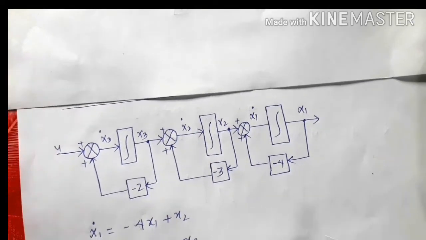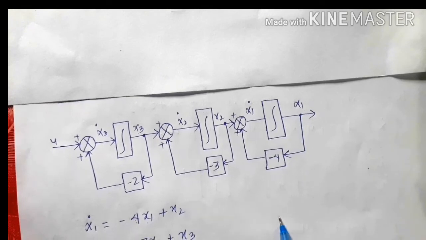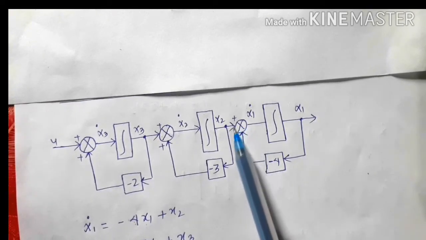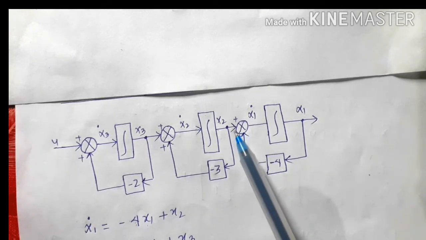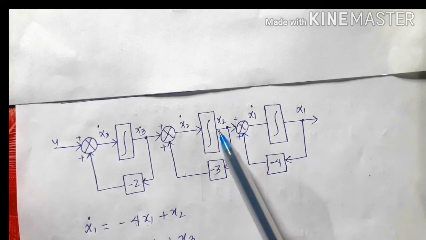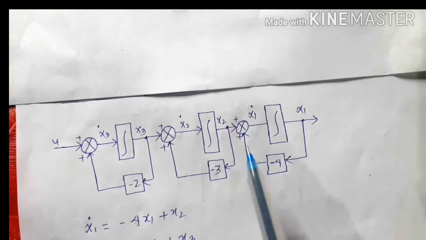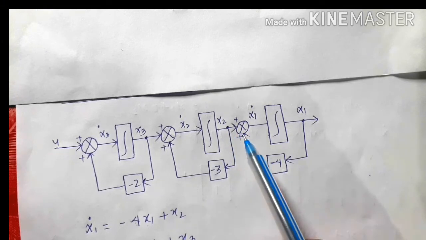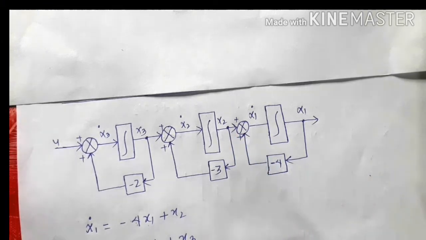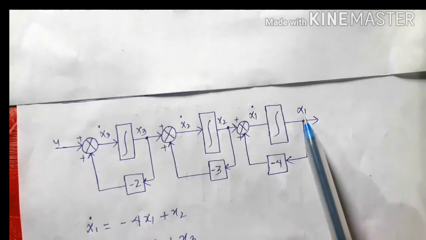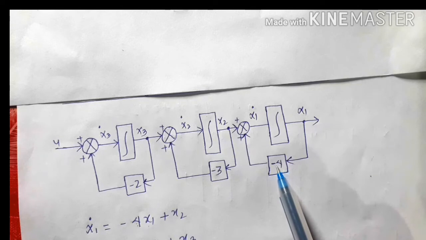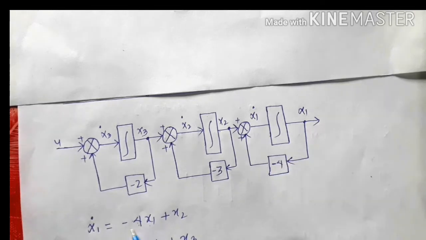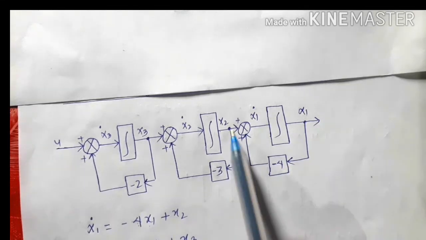From this block diagram we deduce state equations. Okay, at first consider this summing point. In this summing point we have to look what are the incoming: x2 is incoming, and this is also incoming. Okay, so x1 dot equals, when x1 is passing through this path and multiplied with minus 4, it becomes minus 4 x1 plus x2.